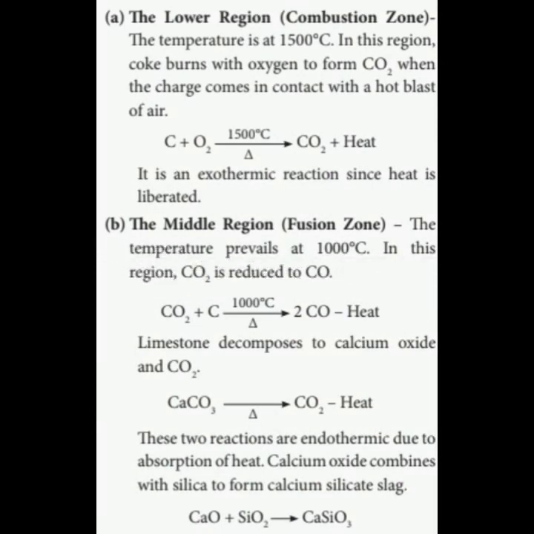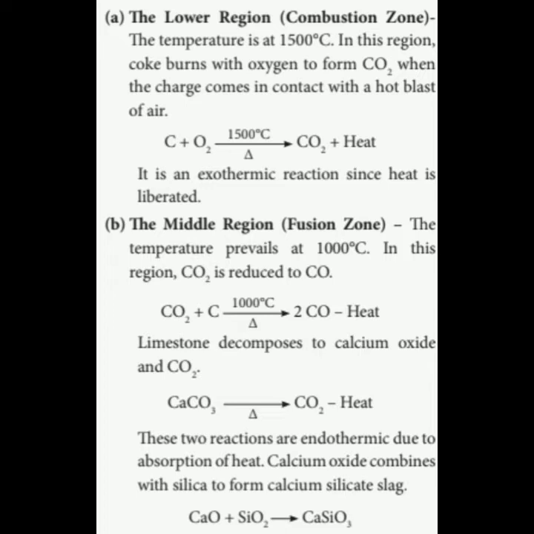Now the blast furnace contains three zones. The first zone, A, the lower region, is the combustion zone. The second zone is called the fusion zone, the middle region. The upper region is the third zone, the reduction zone. In this picture I will first explain the lower region and the middle region. In the next picture I will show the reduction zone, the third, upper region.